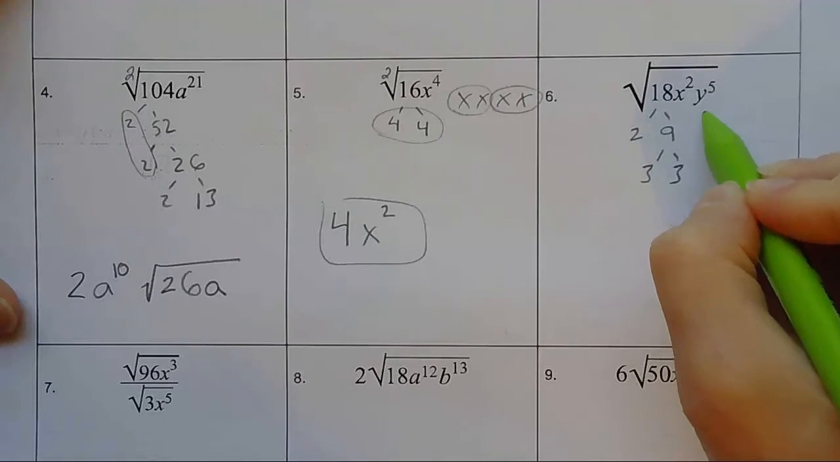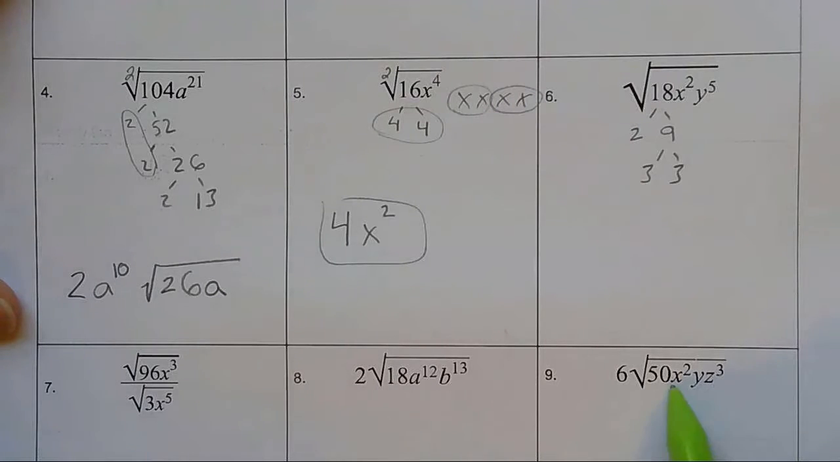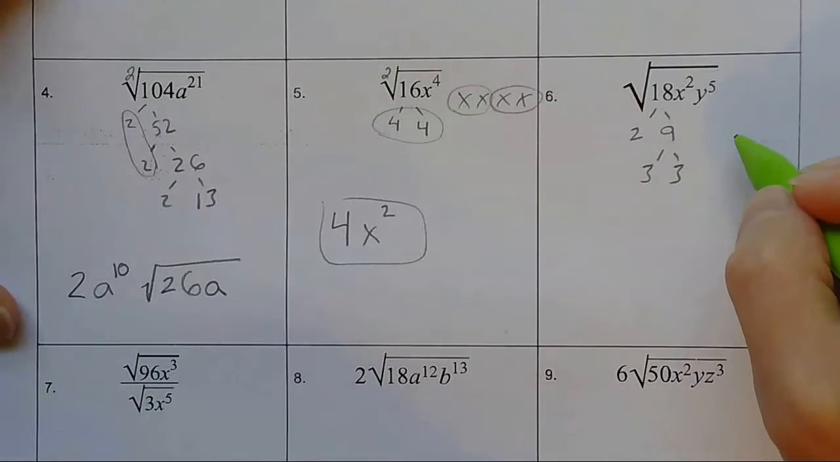Okay, moving on over here, 18 is 2 times 9, 9 is 3 times 3, and I do have x's and y's, and you will have several variables. We can see down here we got 3, so just take it piece by piece.